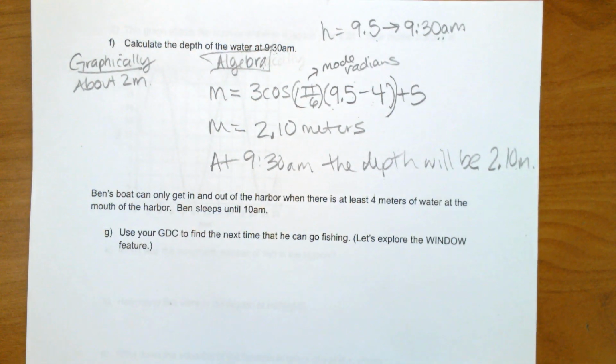Yay, pretty neat. All right, Ben's boat can only get in and out of the harbor when there's at least 4 meters of water at the mouth of the harbor. This is true. This really does happen because of high tide and low tide, everybody, that you are able to bring your boats in only at a certain time. People actually have gotten stuck because they can't get back in because the water's too shallow.